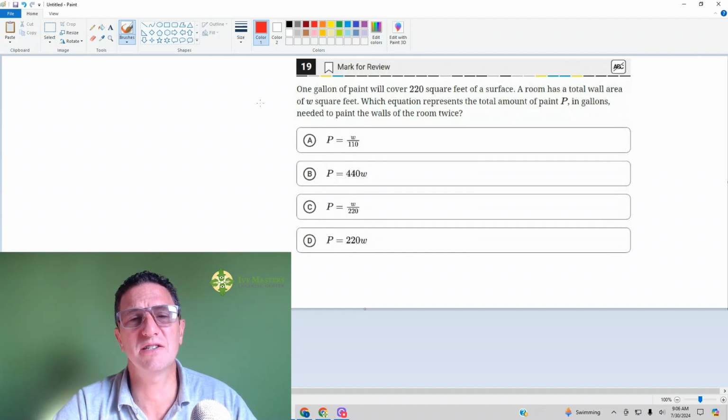from Digital SAT Test 2 Module 2B. This is the hardest set of math questions. Number 19 reads, 1 gallon of paint will cover 220 square feet of a surface. A room has a total wall area of W square feet.